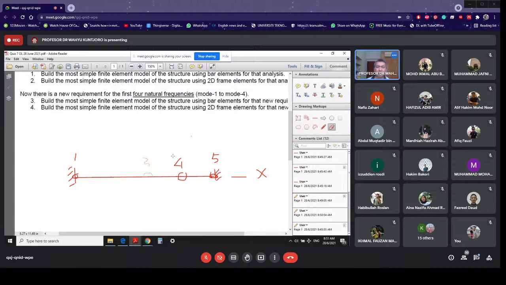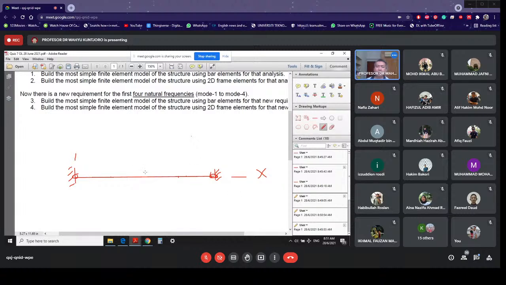I shouldn't have deleted that note actually. You need 3 degrees of freedom. And as you know, if we are talking about a two-dimensional frame, every node in a frame, just like what you have done in your test number 1, can have 3 degrees of freedom, meaning horizontal, vertical, and rotation. So what does it mean?